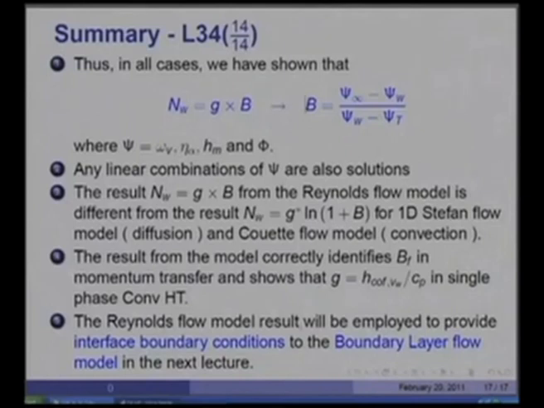So, the Reynolds flow model result will be employed to provide the interface boundary conditions to the boundary layer flow model in the next lecture, and we will see how this can be done in the next lecture.